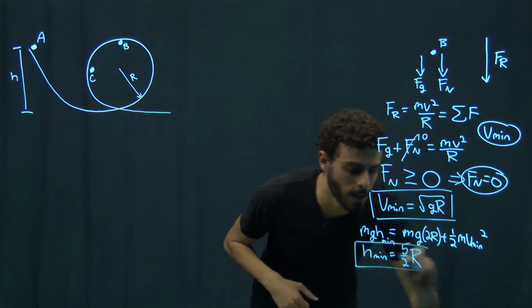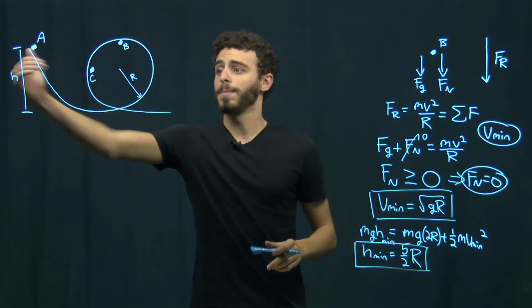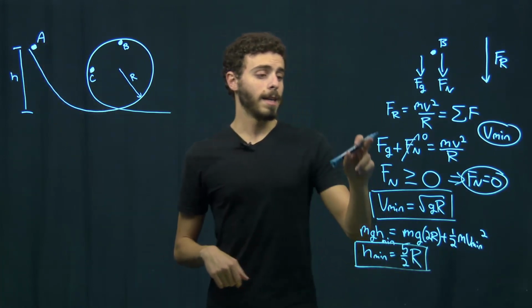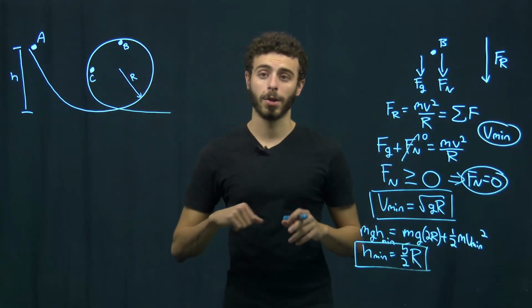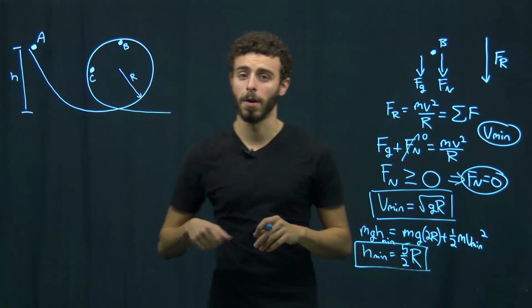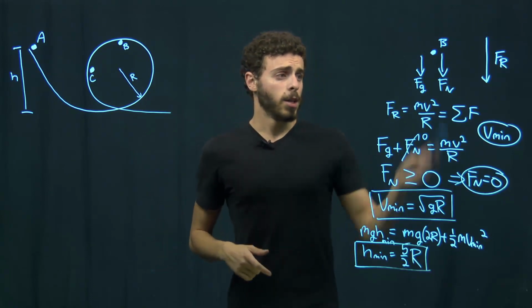And so that is the condition that we will be concerned with. H min is 5/2 r. Anything below 5/2 r, and our radial force, Fg, is going to be too big to keep our circular motion, and this ball will sort of just fall to the ground. This car will fall to the ground. So this is part A.